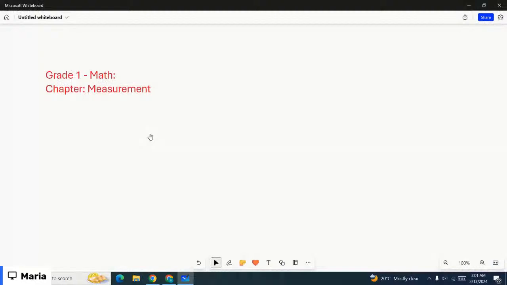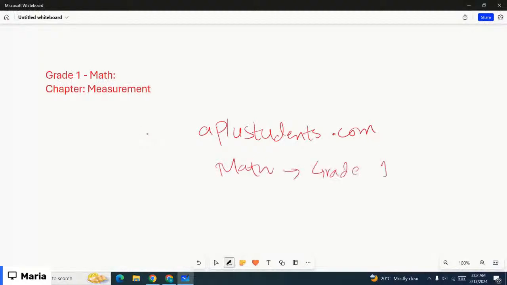We are here for grade 1 math. You can find all the lessons on aplusstudents.com. You have to log in there using your email address, and the password is provided by the administrator. Then you have to select math from the subject tab, scroll down to grade 1, and then click on view all lessons. There you can find the list of the chapters.